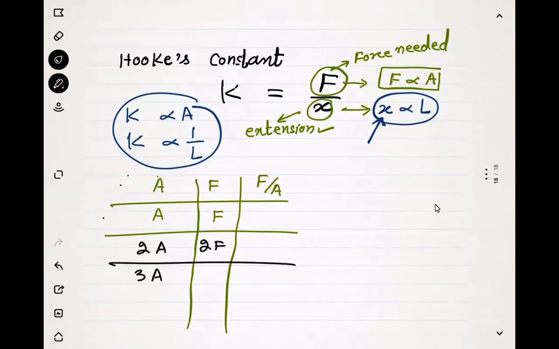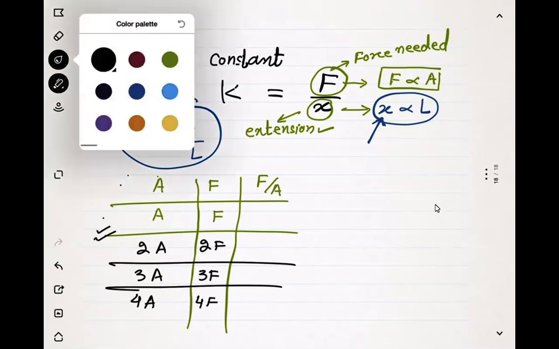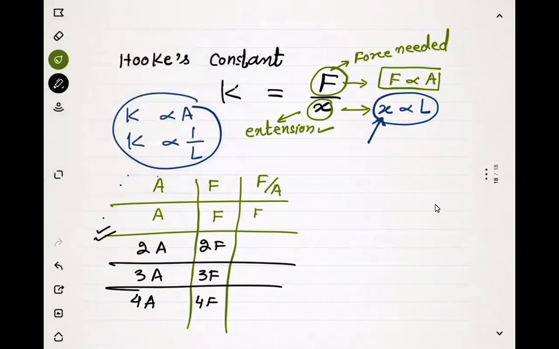If the area is tripled, the force will also become triple. If the area is made 4 times, the force will also become 4 times. This we are doing within limits of proportionality, yet for basic understanding, this is the relation. Now, if you divide F over A, this would become 2F over 2A, this would become 3F over 3A, this would become 4F over 4A. So every time, even if the area is changing, the F over A remains constant.